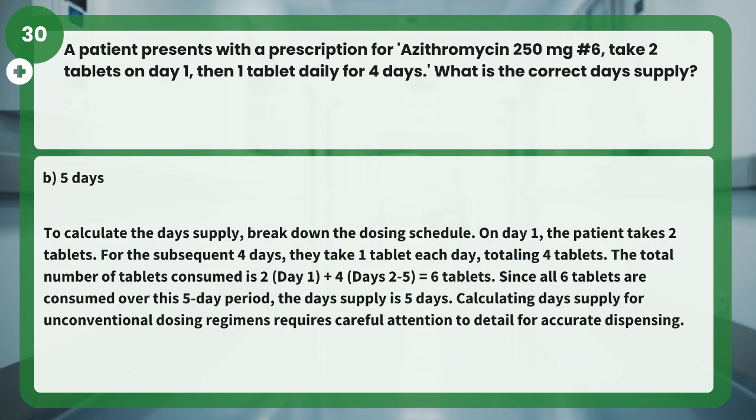Answer B. 5 days. To calculate the day's supply, break down the dosing schedule. On day 1, the patient takes 2 tablets. For the subsequent 4 days, they take 1 tablet each day, totaling 4 tablets. The total number of tablets consumed is 2, day 1, plus 4, days 2 to 5, equals 6 tablets. Since all 6 tablets are consumed over this 5-day period, the day's supply is 5 days. Calculating days supply for unconventional dosing regimens requires careful attention to detail for accurate dispensing.